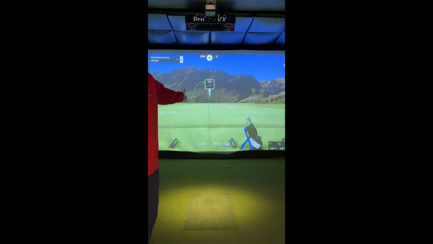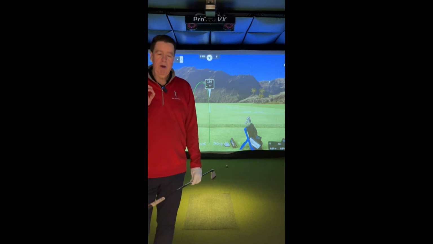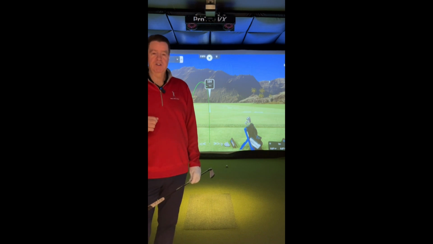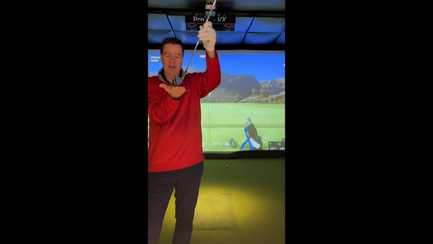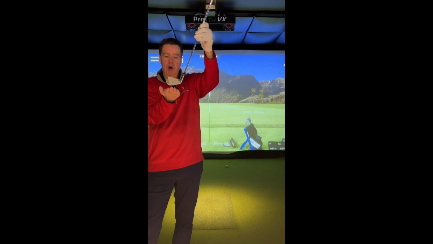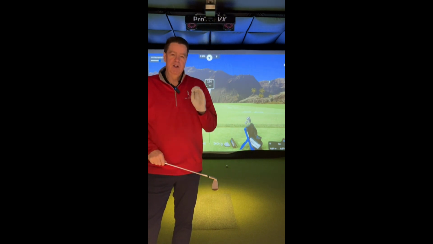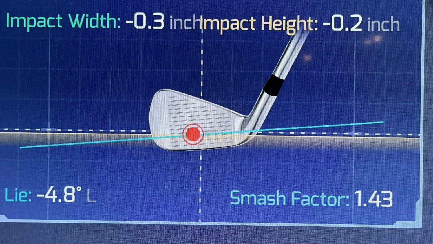Okay, so this last one, that's a great example. The ball screamed off to the left. My swing path was very similar. My angle of attack was very similar. But when I close the club face, the toe turns in and it actually becomes lower because it's turning in. So what happened was my lie angle went from kind of neutral to almost 5 degrees down.